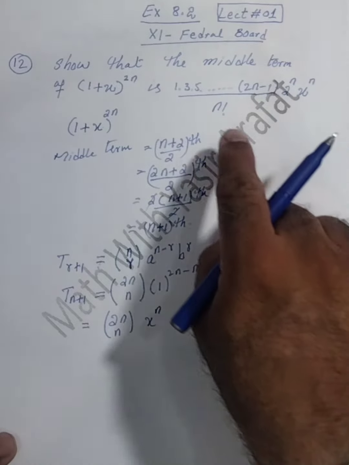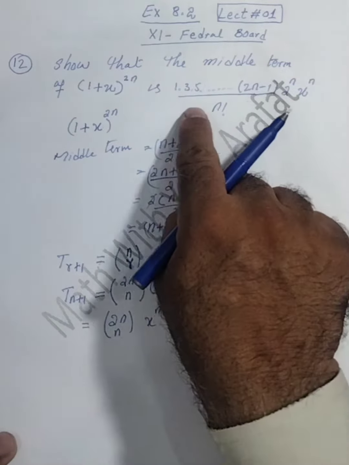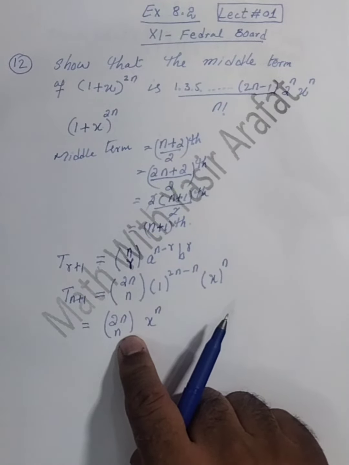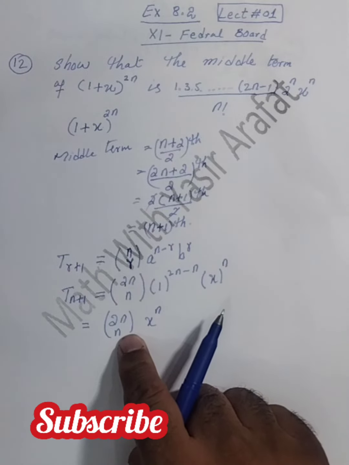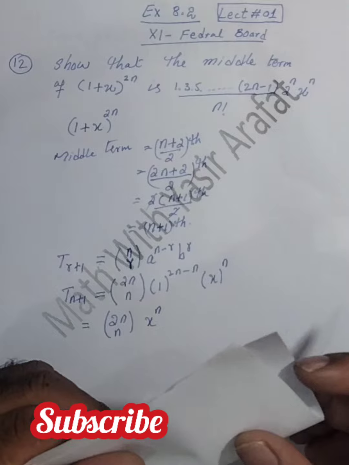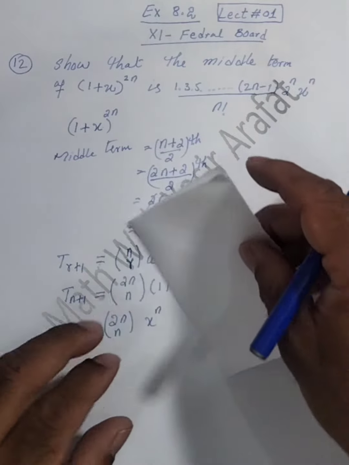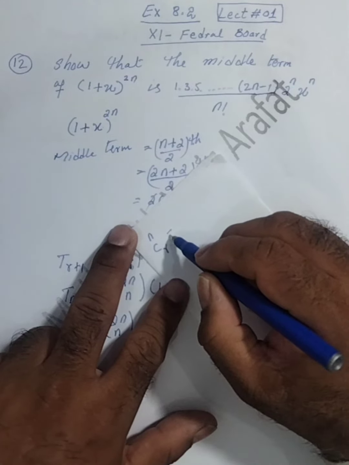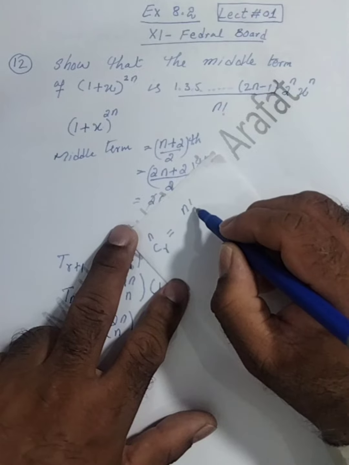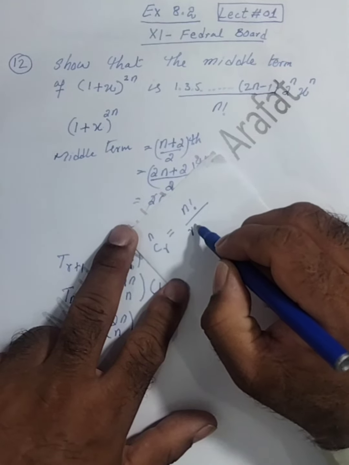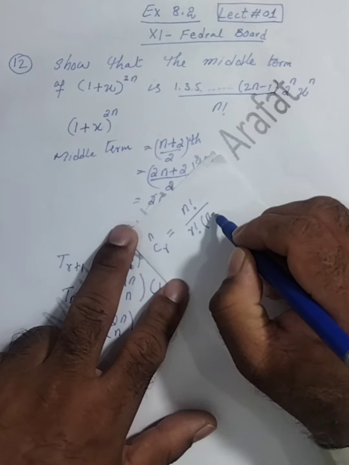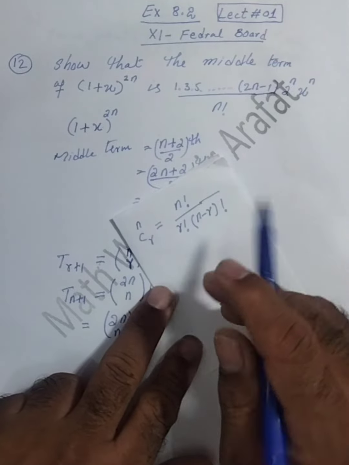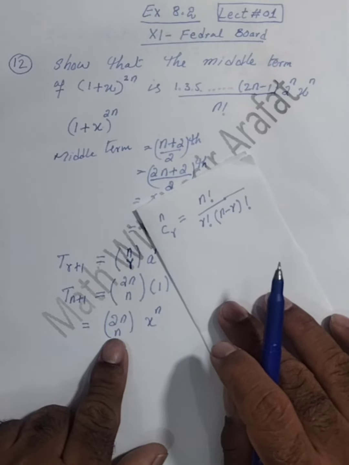Dear students, but we have to prove this result. This result is equal to this one. So we have to expand this 2n combination n using the formula of n combination r. So here, this is n combination r. We are going to use this formula where n factorial divided by r factorial into (n minus r) factorial. So we have to use this formula. This is 2n combination n.